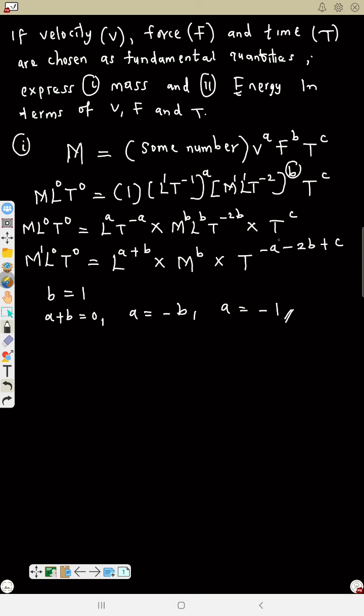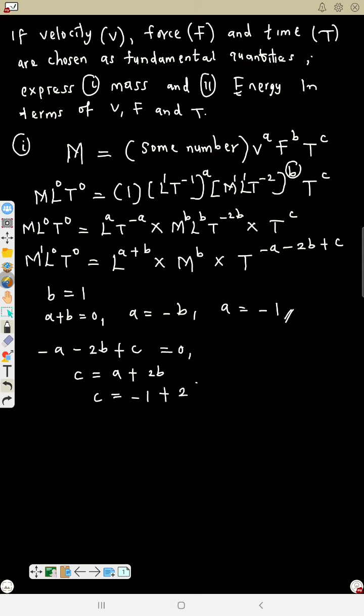So now equate the last power. That means minus a minus 2b plus c is equal to 0. So c is equal to a plus 2b. Collect like terms. So c is equal to, what is a? Minus 1. We know it already.